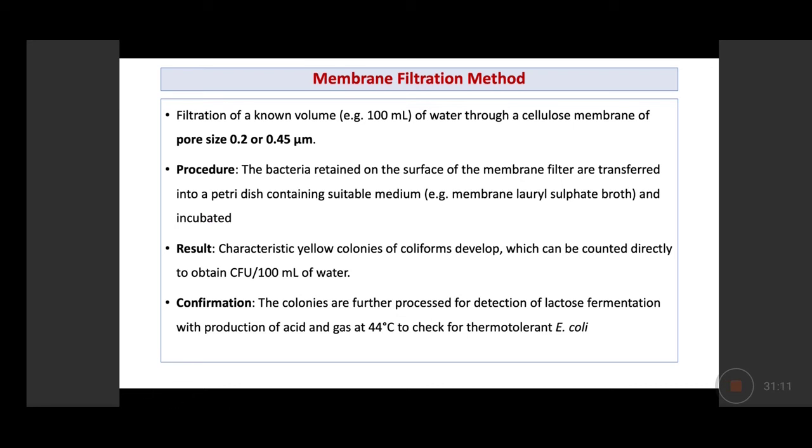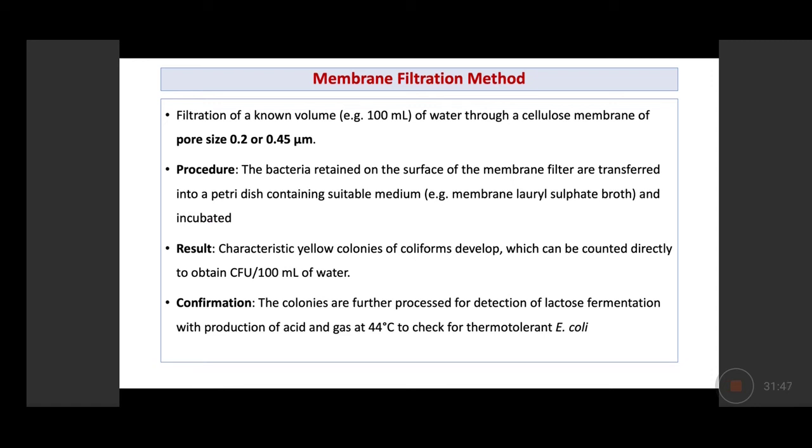develop, okay, which can be counted directly. The idea is that the one bacteria which is present in the membrane filter will give rise to one colony of the bacteria. So the term colony forming unit is used, same as we used in UTI. You know, in UTI, in the semi-quantitative method, we use this term. So we count those yellow colonies, and then it depends on what volume we have used. We can always calculate it for 100 ml of water.